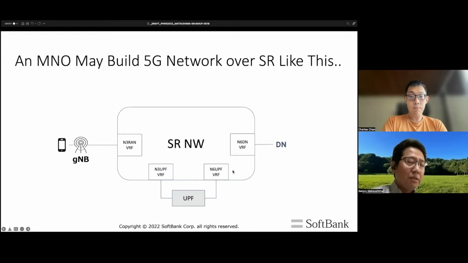That's really reasonable because there's no reason to build the N3 network and N6 network individually when we have a very capable segment routing network to support a multi-tenant network, supporting the N3 and N6 connectivity for 5G in one network. Very easy to understand, and much easier than building two networks. So this is a very reasonable way.